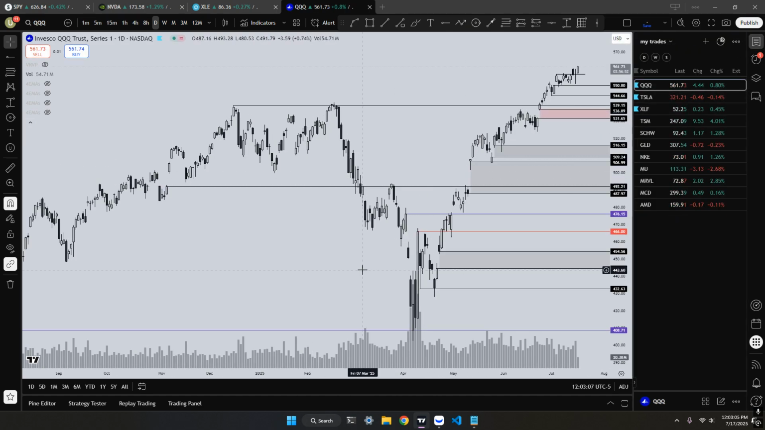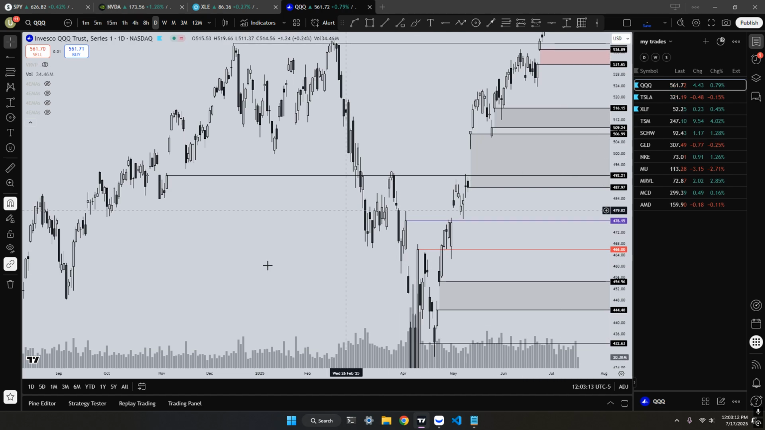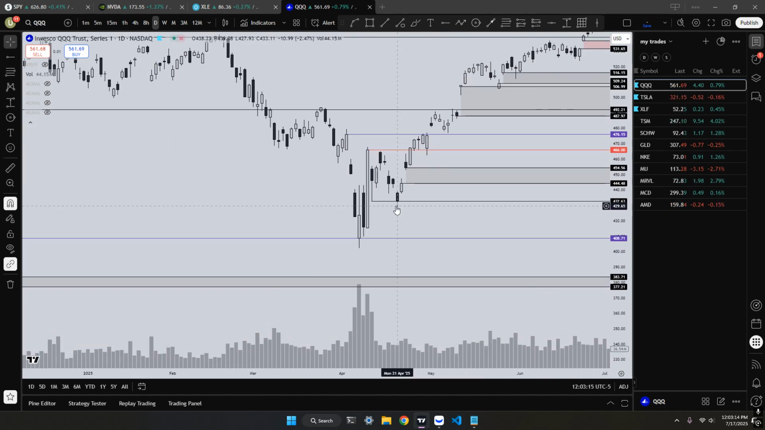Just kind of breaking it down, like I said, I longed it here on Qs. I took TQQQ here, and this was the best long off of these lows. Then they reclaim 438, then we rally to 457, and then we rally all the way to the 470s.